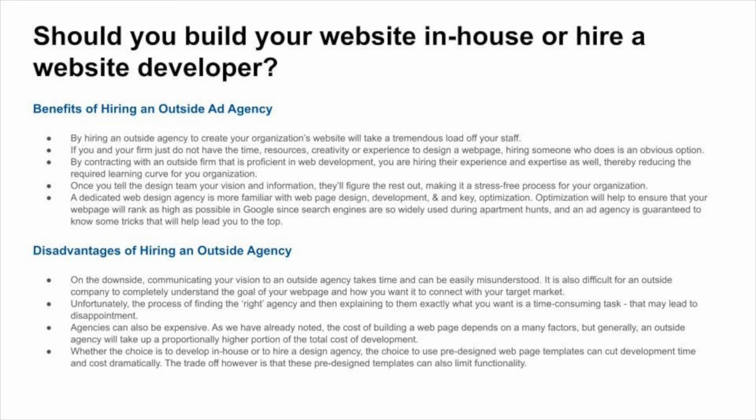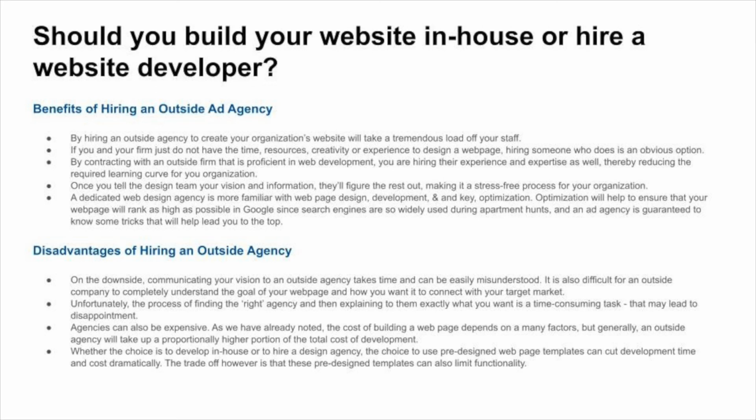On the downside, communicating your vision to the outside agency takes time and energy, and you need to get it right to make sure they provide you what you want. The process of finding the right agency and getting them to do what you want to do is a bit of a challenge. And you could be disappointed if you don't do it well. Agencies can also be expensive. It takes time, energy, and money.